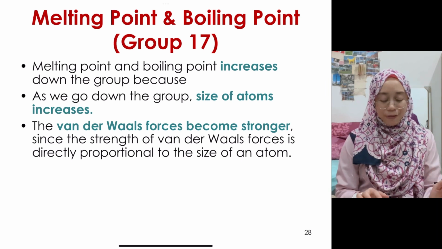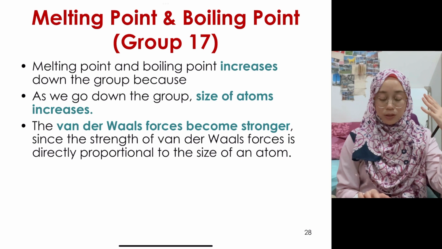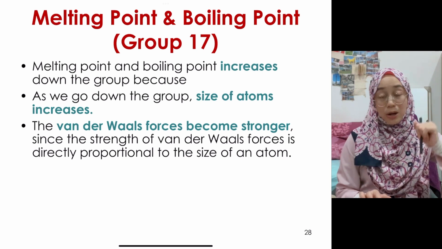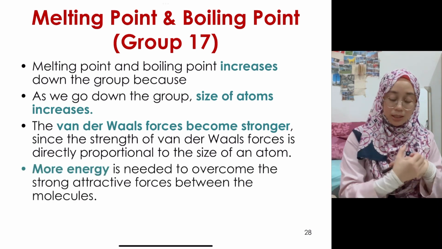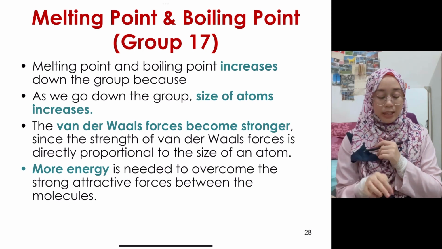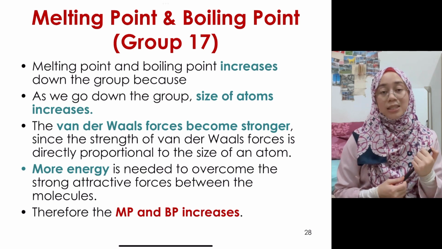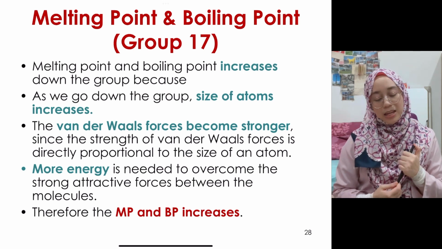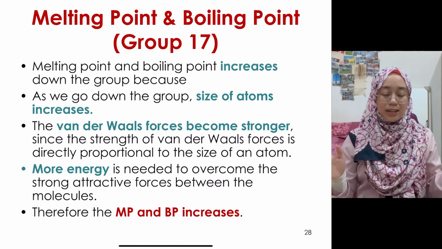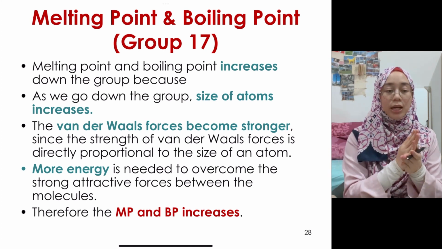So since the strength of van der Waals forces is directly proportional to the size of atom, we can see that the van der Waals forces become stronger as we go down the group. So more energy is needed to overcome the strong attractive forces between the atoms. Okay, that's why the melting point and also the boiling point increases for group 17. Okay, so settle dah.